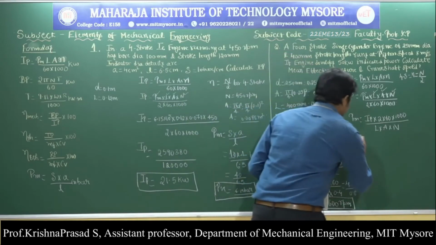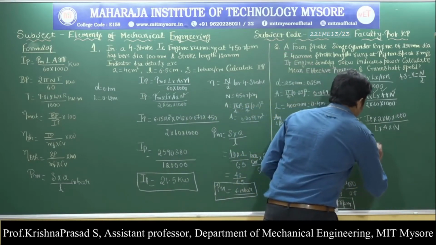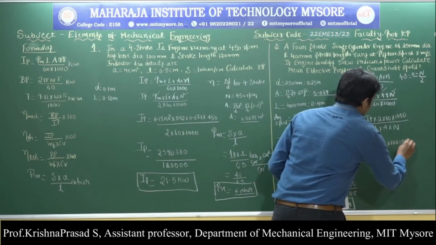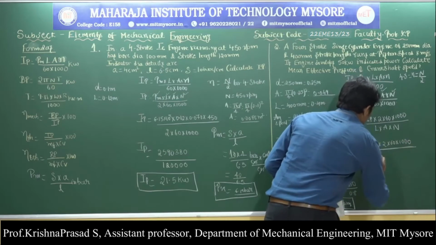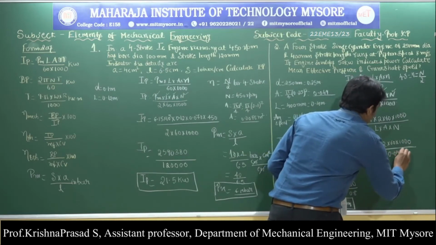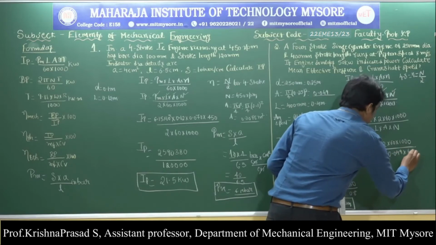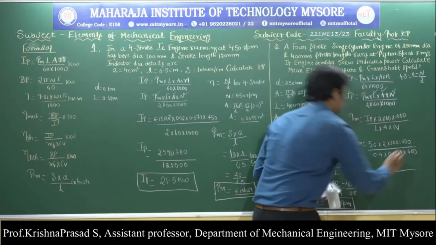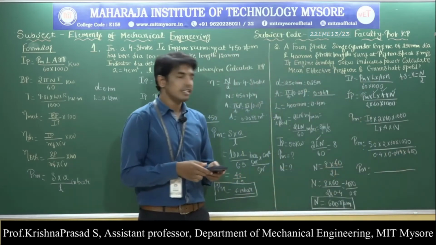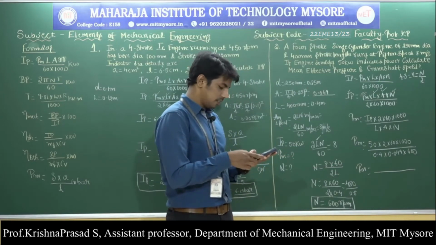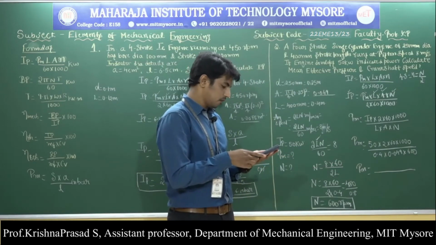Substitute all the values here. IP is 50 into 2 into 60 into 1000. What is the value of L? 0.4, area 0.049 and N 600 RPM. So first solve the numerator and the denominator, that is 50 into 2 into 60 into 1000.